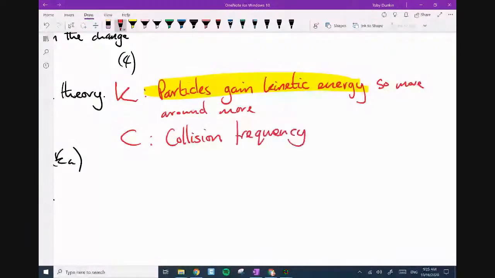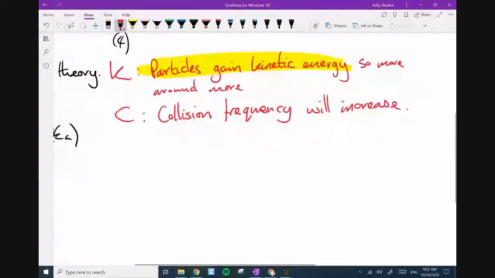Yep, thanks very much, Ben. Absolutely, the collision frequency is going to increase. Now you need to actually say that, and you can put it in other words. You can say the particles will collide more frequently, or you can even say the particles will collide more often. That is totally allowed. Absolutely fine.